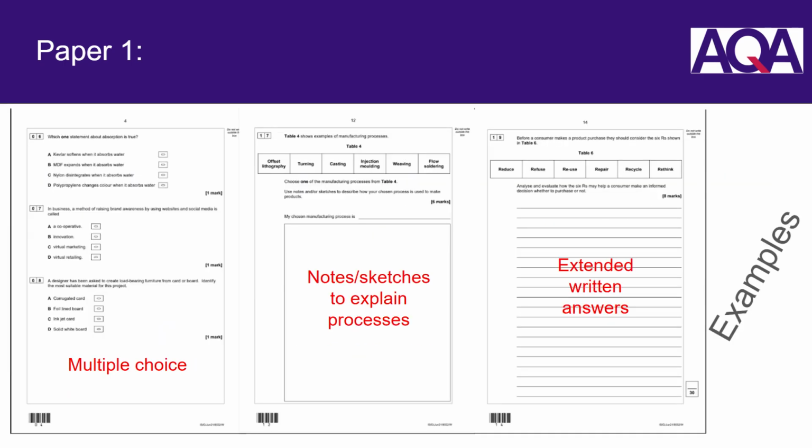Typically, this is what the exam paper looks like. As I said, on the left, multiple choice questions, central, using notes and sketches to explain a process that students have studied. And finally, to the right-hand side, the extended written answers, so lengthier answers showing you have a good understanding on a particular subject.